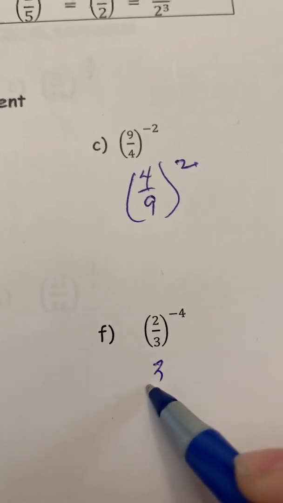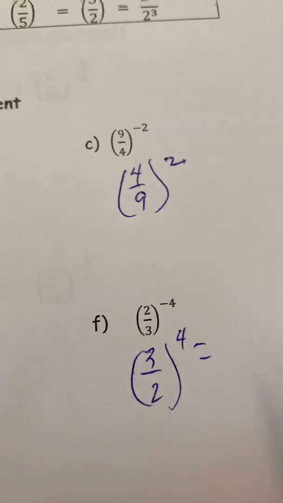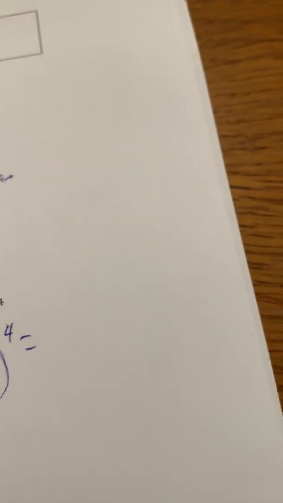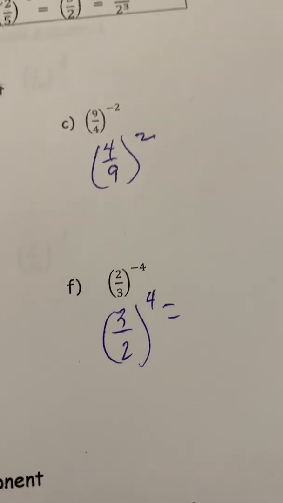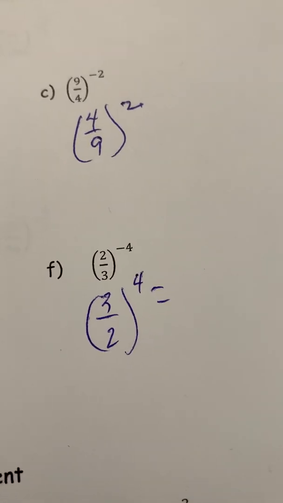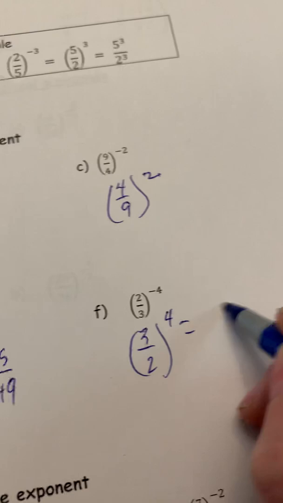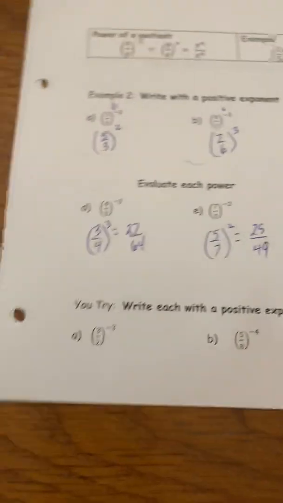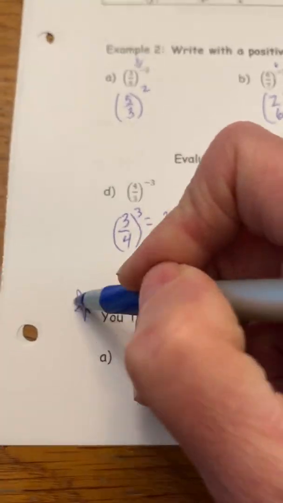Here we're going to have 3 halves raised to the exponent power of positive 4. Okay, and so you can just use a calculator at any point too, okay? That's really not an issue for me at all. Calculators are important when it comes to this. Okay, and then you're going to do the You Try here based on the examples that I've just done for you.